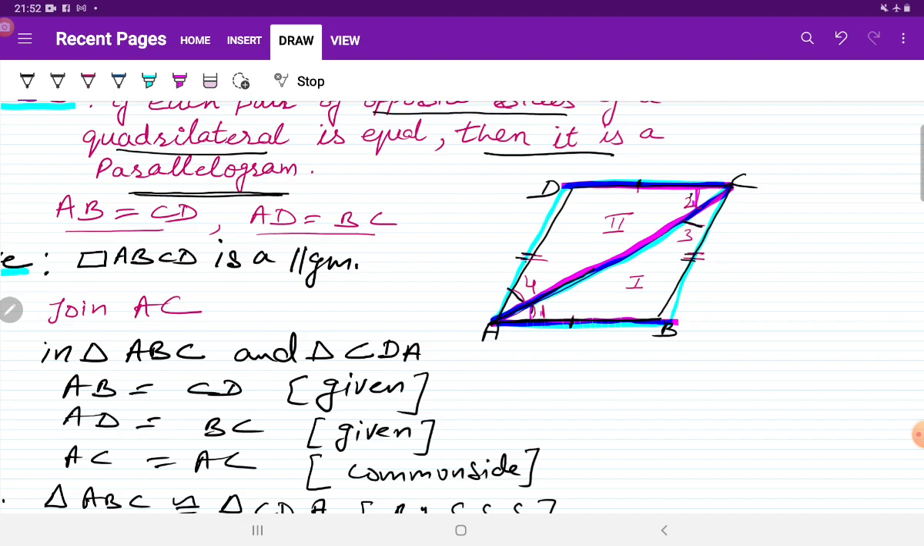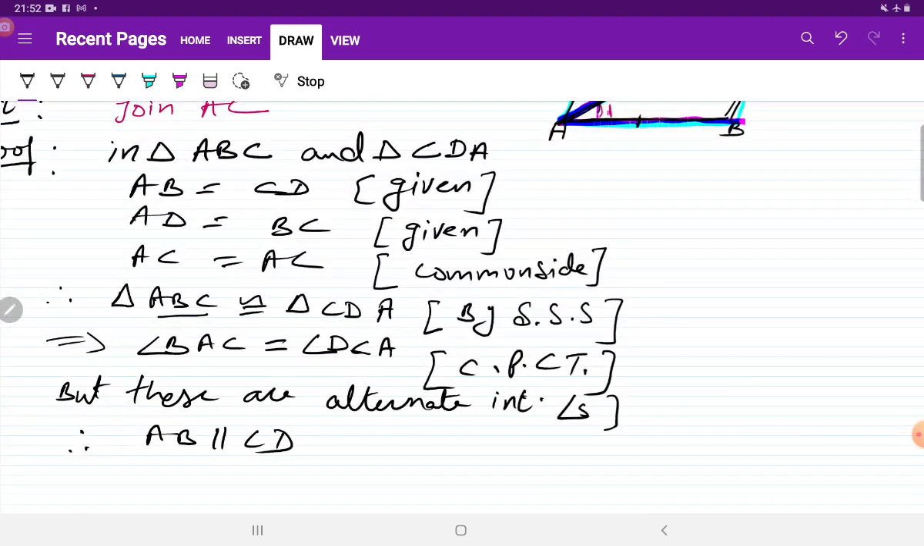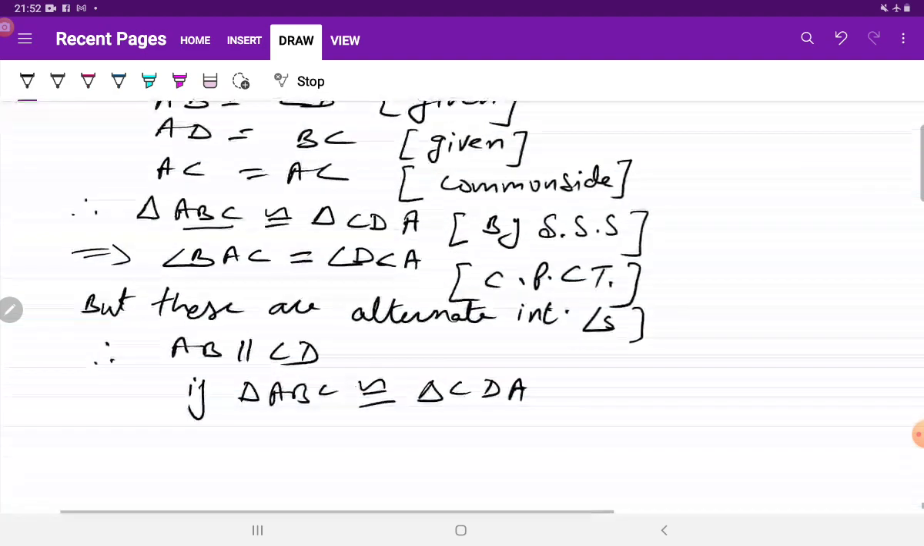So which angle is angle 3? We can say that BCA. This angle I am taking, BCA, will be equal to this DAC. Now again you can write that if triangle ABC is congruent to triangle CDA, then what?